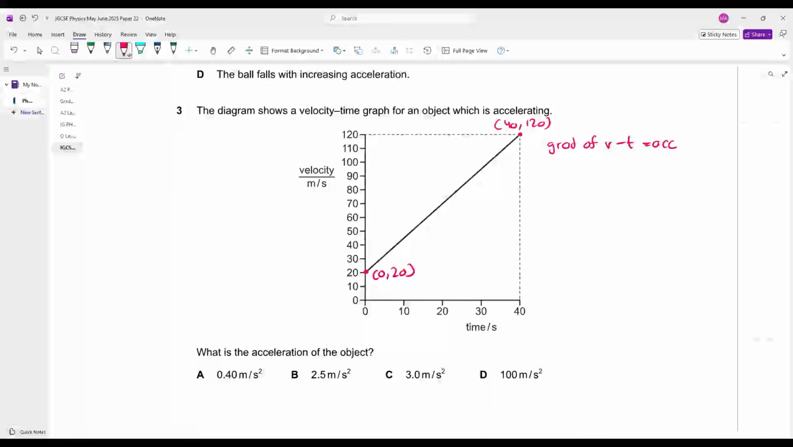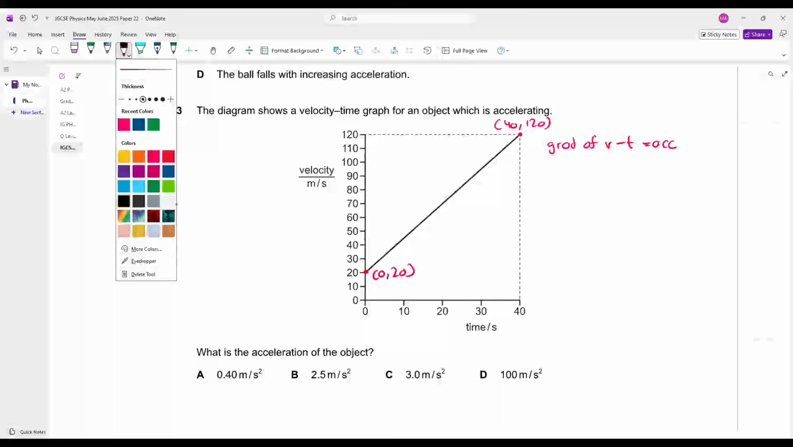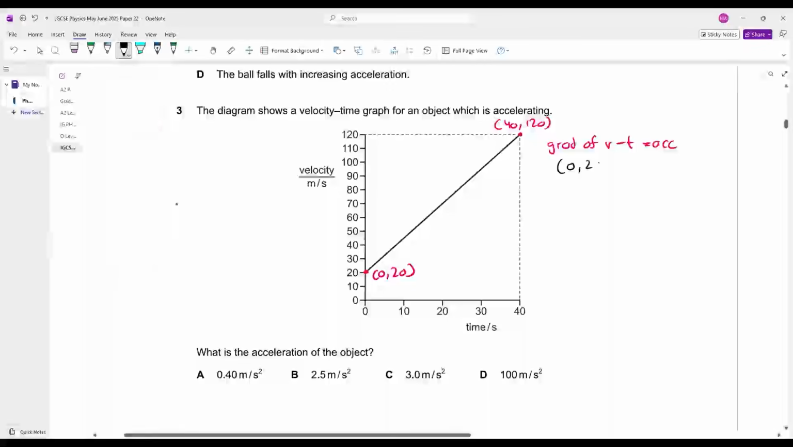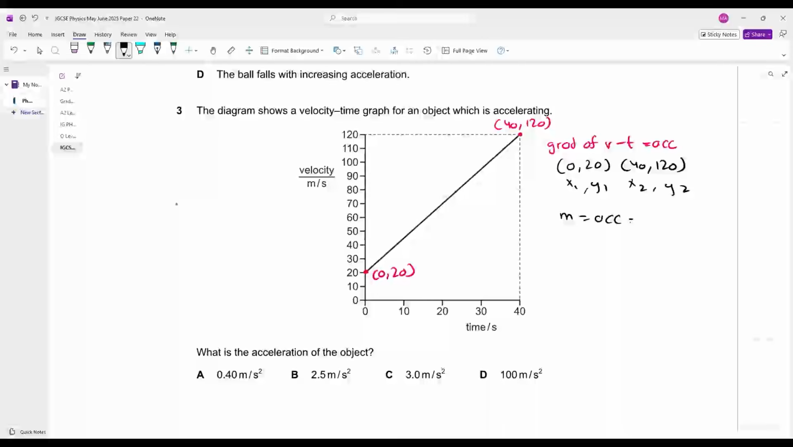दोनों points को यहाँ पे लिख लो बेटा. Write down both the points. This comes out to be 0 comma 20, 40 comma 120. This is x1 y1, this is x2 y2. What will your gradient or acceleration come out to be? Y2 minus y1 over x2 minus x1.